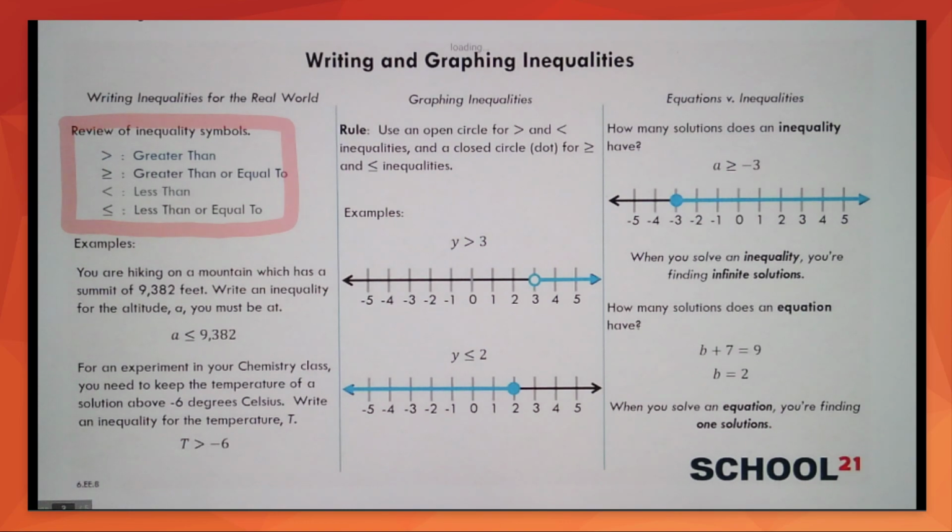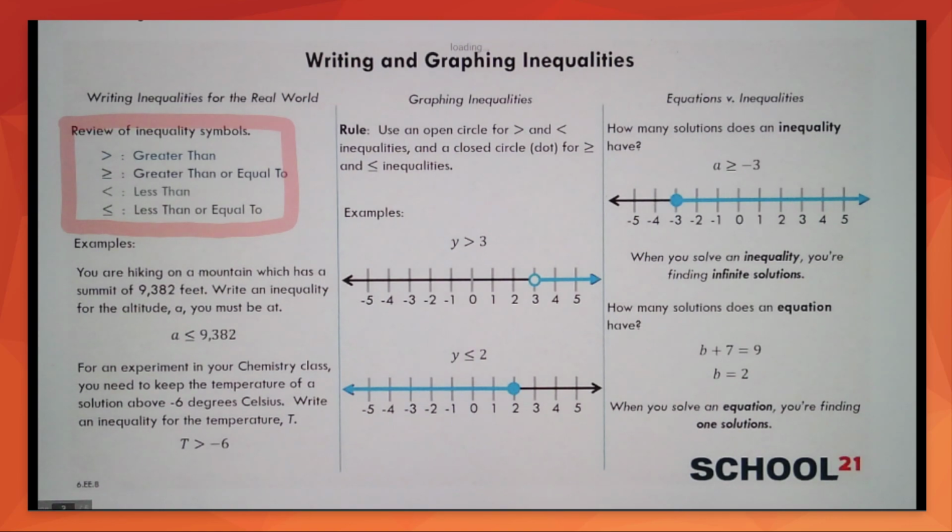Let's do some real-life examples. You are hiking on a mountain which has a summit of 9,382 feet. So the top of that mountain is 9,382 feet. Write an inequality for the altitude that you must be at. The altitude is defined as A, that's the variable. You have to simulate this problem. You're climbing this mountain, and if you're climbing, that means your altitude is variable. It's changing. As you keep climbing, your altitude gets higher and higher, until eventually you hit the summit, the top of the mountain, at 9,382 feet.